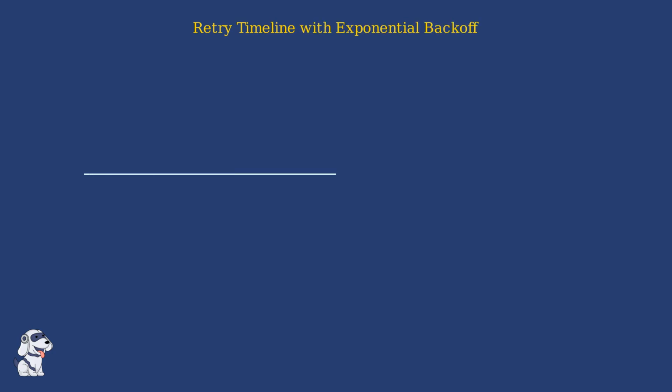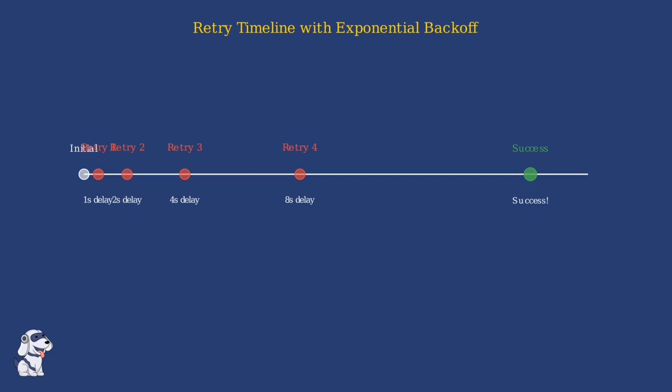Cloud Tasks implements an exponential back-off strategy for retries. This means the delay between retry attempts increases exponentially, preventing system overload while allowing time for transient issues to resolve. The initial task attempt occurs immediately. If it fails, the first retry happens after a short delay, typically 1 second. Each subsequent retry attempt doubles the delay period. The second retry occurs after 2 seconds, the third after 4 seconds, and so on. This exponential backoff continues until either the task succeeds or the maximum retry limit is reached. In this example, the task finally succeeds on the 5th attempt.